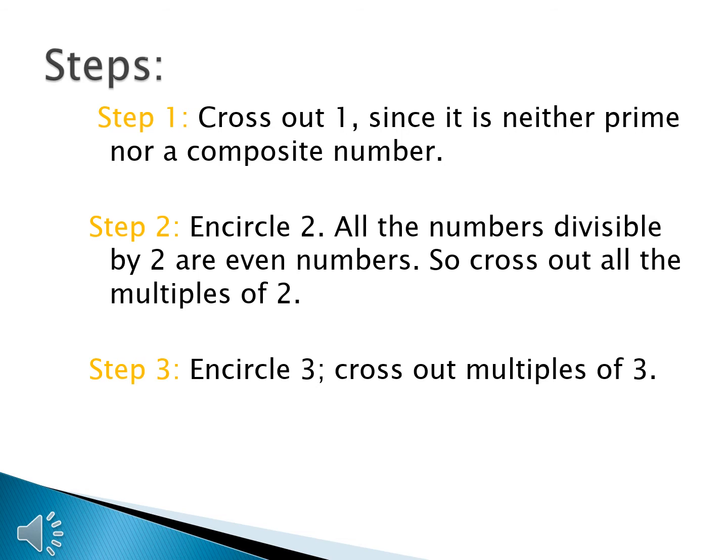First of all, write down numbers from 1 to 100 and then follow these steps. Step 1. Cross out 1 since it is neither prime nor a composite number. Step 2. Encircle 2. All the numbers divisible by 2 are even numbers, so cross out all the multiples of 2. Step 3. Encircle 3. Cross out the multiples of 3 also.